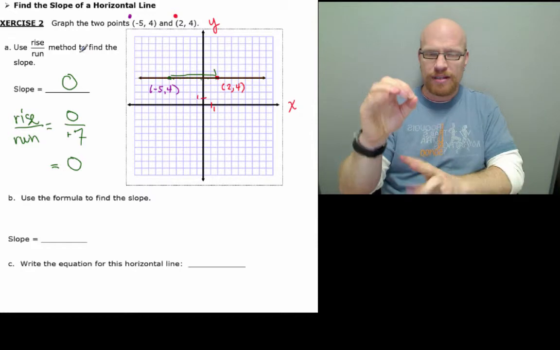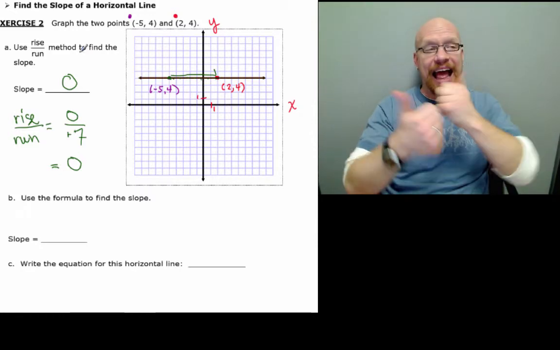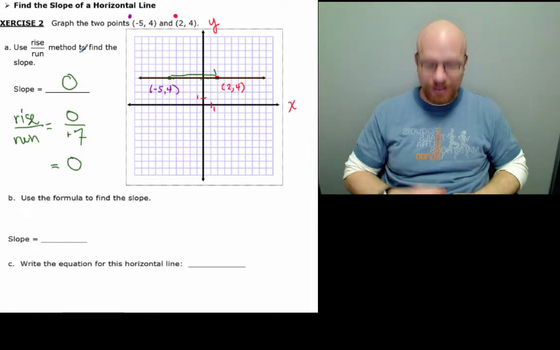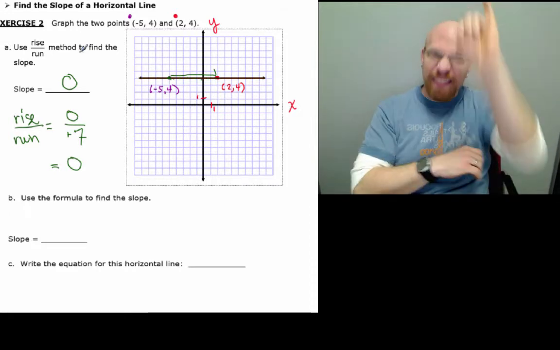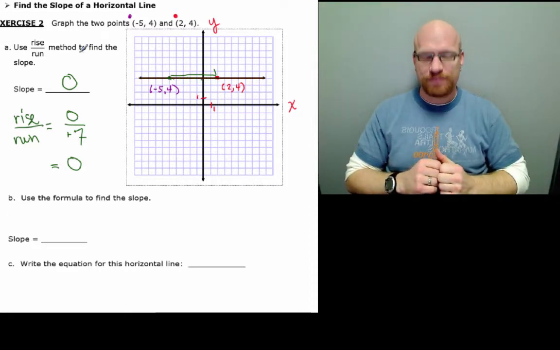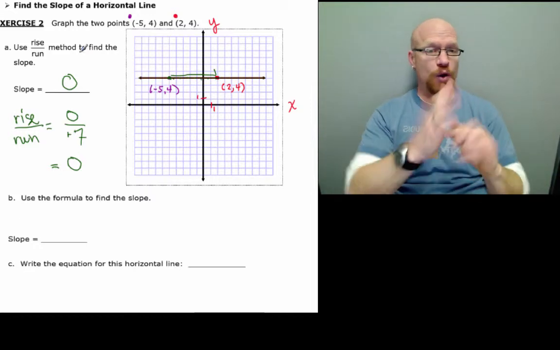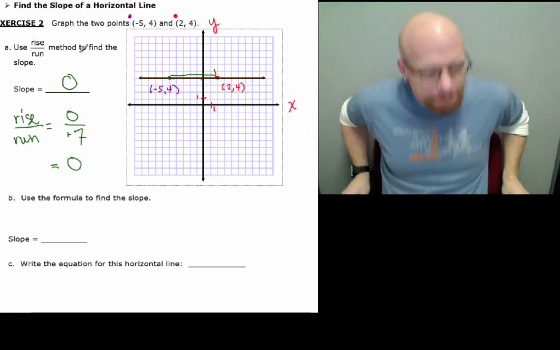0 divided by 7 is 0. 0 divided by anything, that's 0. Let me say it again. 0 divided by anything is 0. Now we'll use a formula and show how it looks using the formula, not using the graph. Okay?